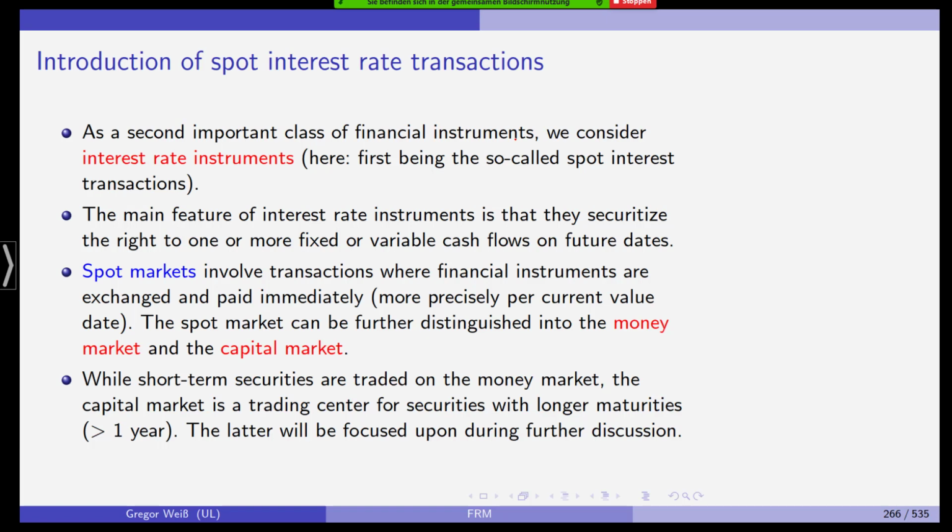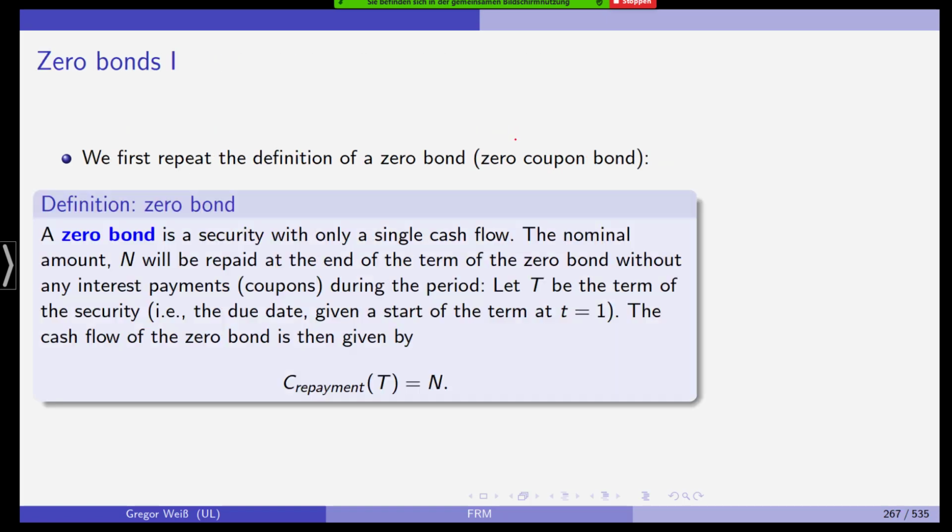Now, we have spot markets for these. They involve transactions in which we have financial instruments that are exchanged and paid out immediately. And the spot market can then further be distinguished into the money market and the capital market. Money market is for all the securities that mature within 1 year. The capital market has longer maturities, usually more than 1 year, and we'll look at the latter.